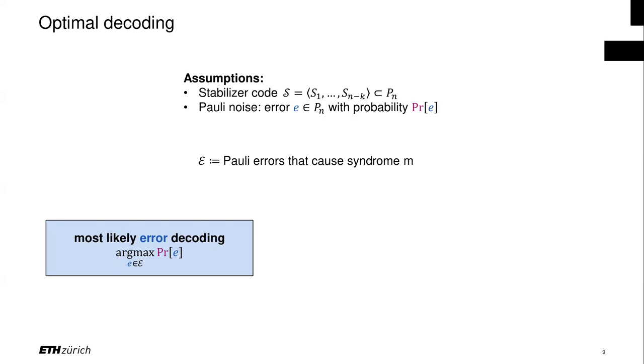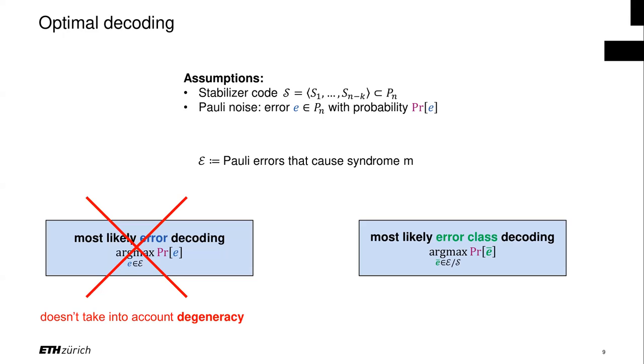So if I define this set of Pauli errors that are compatible with an observed syndrome M, I call that E. What most decoders will do, more or less, is they essentially try to find the element of that set E which has the highest probability, right? That's the most likely error, and they use that for correction. That's actually not the optimal decoder because it doesn't take into account degeneracy. So degeneracy is a property in quantum error correction that you can have physically distinct errors which have identical effect on your code space. So for our purposes here, two Pauli errors which only differ by a stabilizer are for all intents and purposes the same error for us.